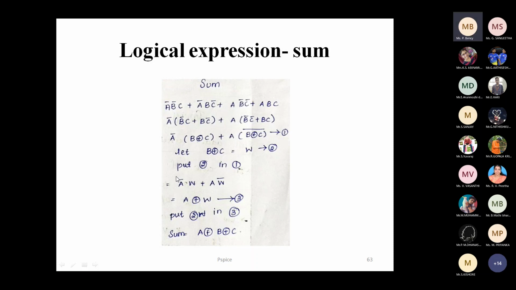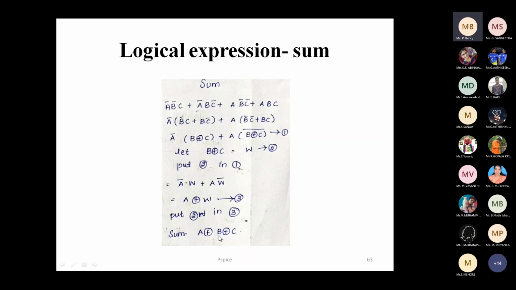Now look once again, here also this term is in the XOR operation, because A bar is A here, W is W bar here. So we can write it as A XOR of W. In this term, again substitute what W is, which is B XOR of C. So when we substitute that, what do we get? Sum is equal to A XOR of B XOR of C.